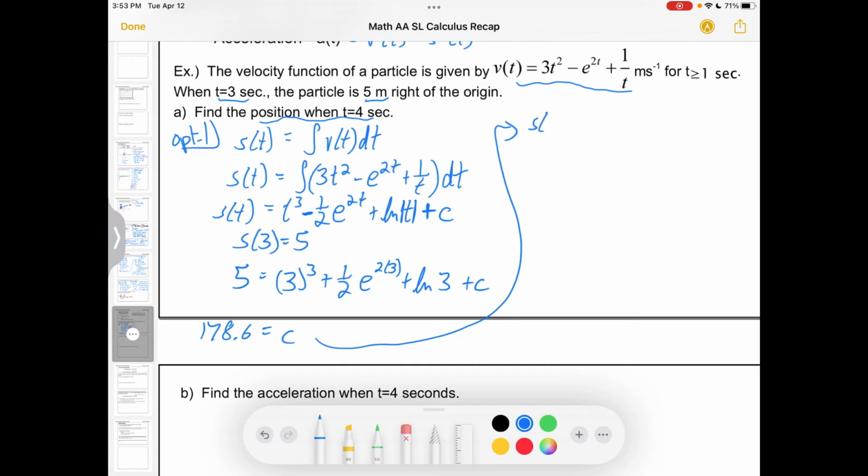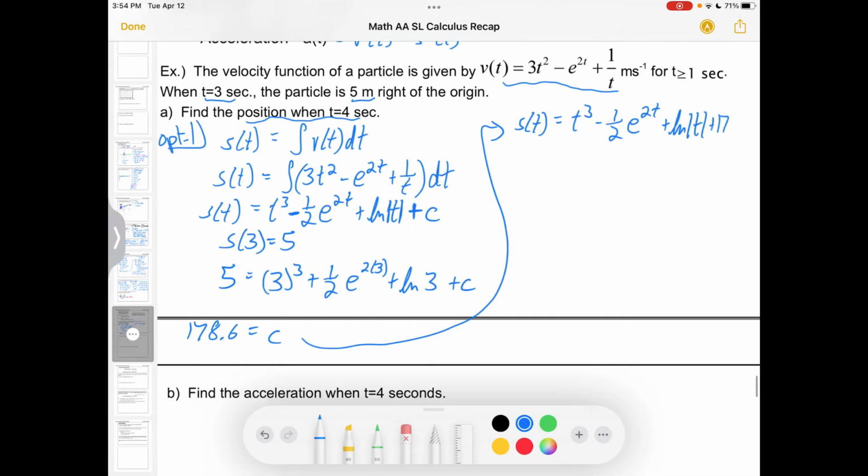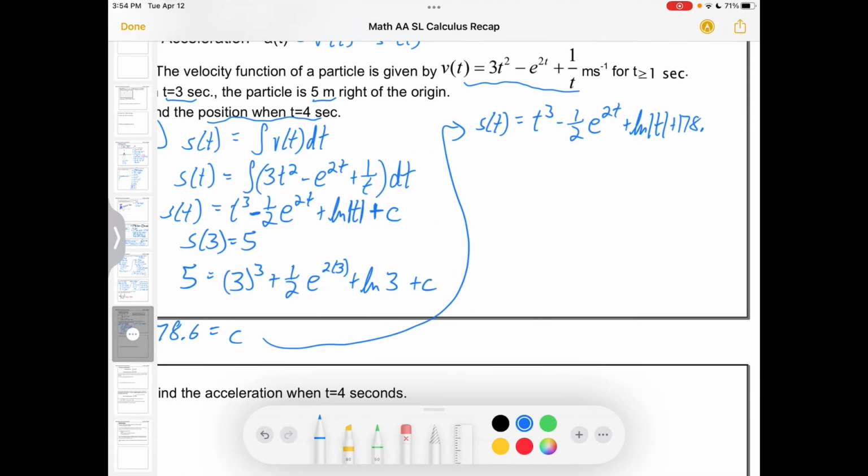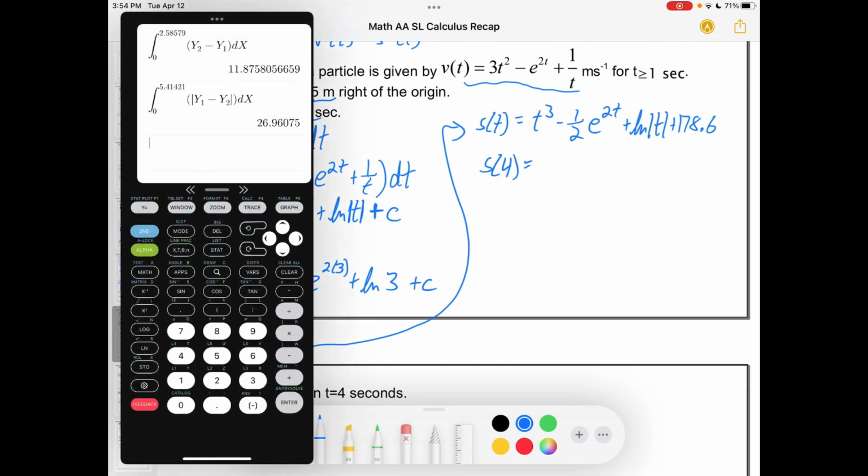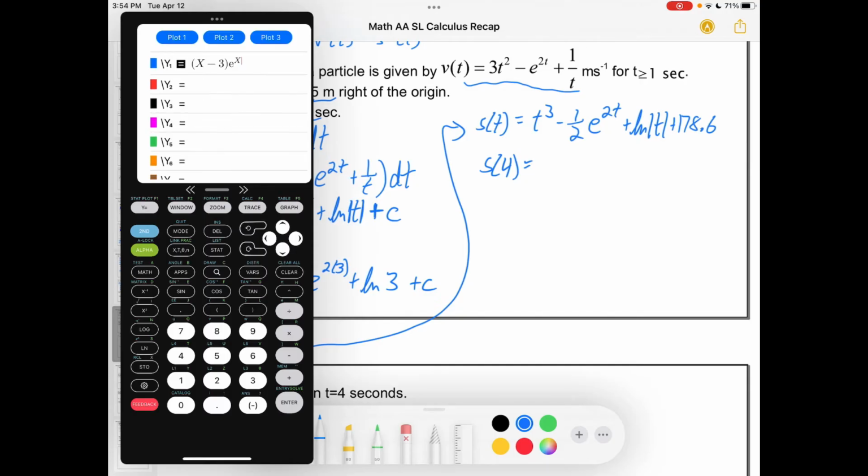And so that tells me now that the position function is t cubed minus 1/2 e to the 2t plus ln absolute value of t plus this c value that we found, which is 178.6. Okay, that is the position at any time. If we put in 4, well, we can see what happens. Now this is really tedious, so I'd be inclined to put in the function in my calculator.